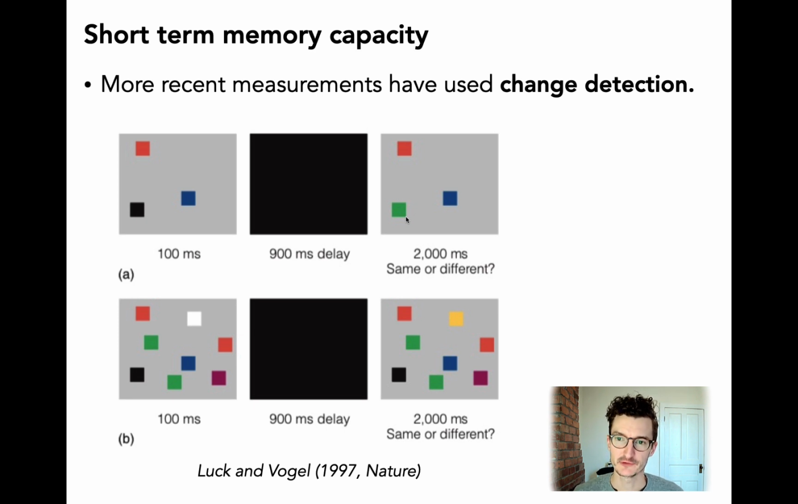And so this allows us to test how many objects you can hold in short-term memory, because we can vary the number of objects in the array. So down here, we have 8 shapes, 8 squares of different colors, a much more challenging task. Same idea, they're presented for a very brief period of time, 100 milliseconds. We wait almost a second to make sure that sensory memory is gone and that any residual memory of these objects is maintained in your short-term memory store, and then you're shown a new array of objects and you're asked, is it the same or different?